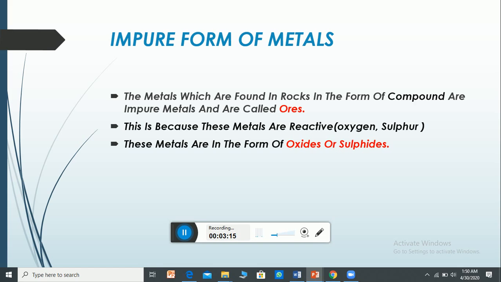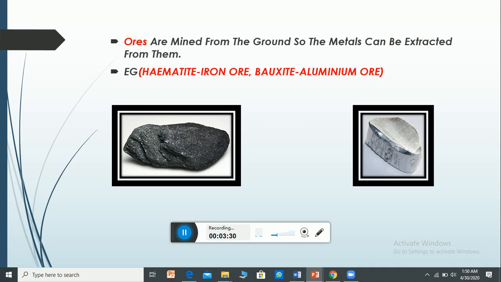That's why they are more reactive, and when they are reactive they make oxides of the metals and sulfides of the metals. That's why they are impure. So how can we dig out these ores from the ground? From there we can extract metals from their ores. A few examples of those ores are hematite, which is the iron ore, on the left side of the picture, and bauxite, which is the aluminium ore, on the right side of the picture.